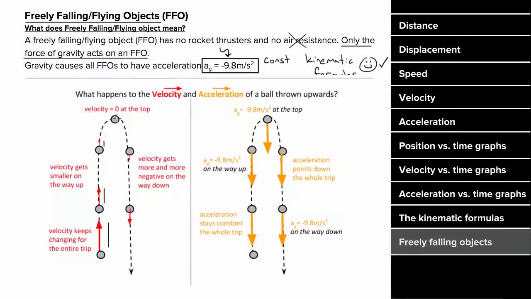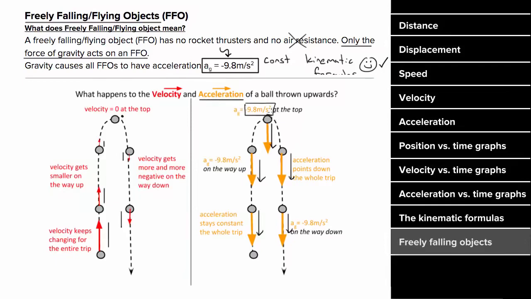the way up until the velocity is 0 at the top, after which the velocity gets more and more negative on the way down. However, the acceleration remains a constant -9.8 the entire trip. On the way up, on the way down, and even at the top of the motion, the acceleration in the vertical direction is still negative 9.8 meters per second squared.